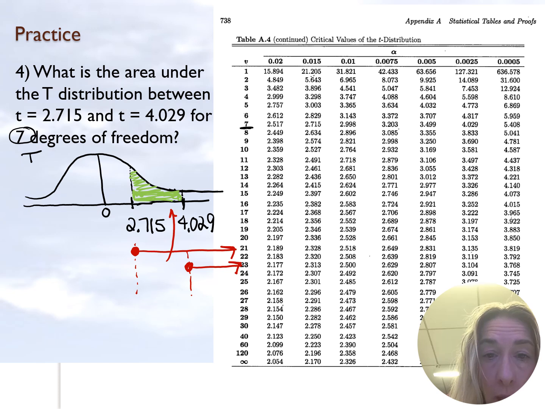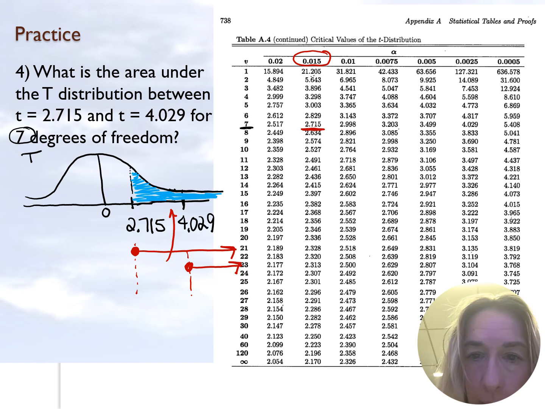So for 7 degrees of freedom, the area to the right of 2.715, which is right there, is 0.015. I'm going to put that in blue actually. I am going to erase the green. So all the area under t to the right of 2.715 is 0.015. That's this alpha value right there.